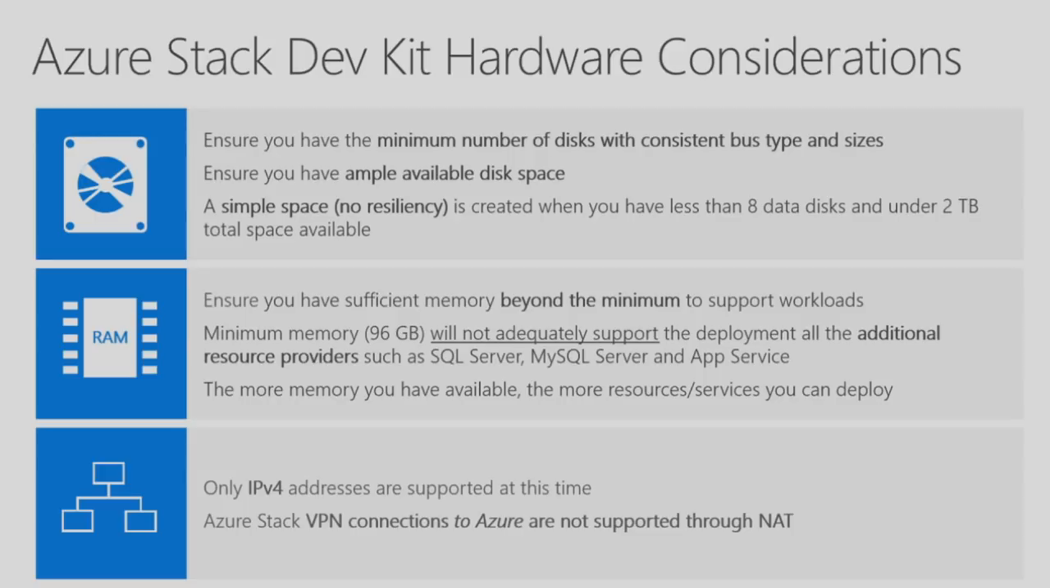But if you wanted app service, SQL RP, and MySQL RP, that's not going to all fit on a 96 gig machine. 128, yes. So recommended would be 128 or greater, but you can get away with quite a bit with 96. We only support IPv4, and VPN connections to Azure are not supported through the NAT. Again, we're behind a NAT, so specifically VPN site-to-site to Azure is not supported.